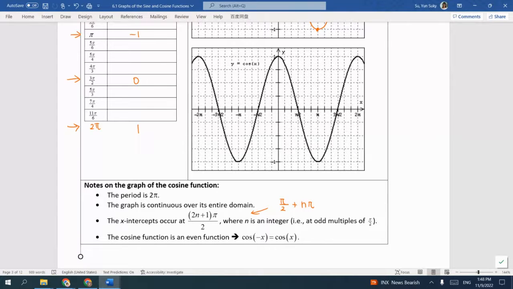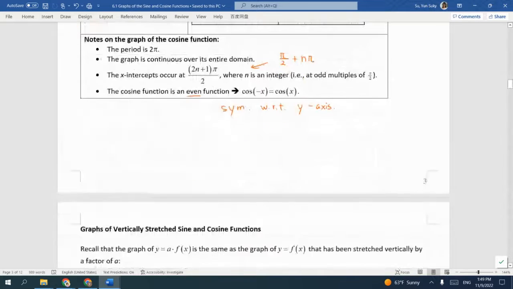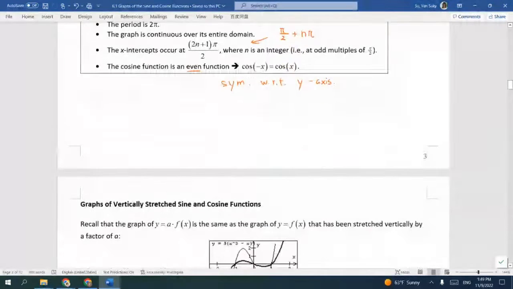And the cosine function is an even function. Do you see here? It's symmetric with respect to the y-axis. So that's an even function, symmetric with respect to the y-axis. So this is the graph of cosine. So far, so good, everybody? All right, keep going.